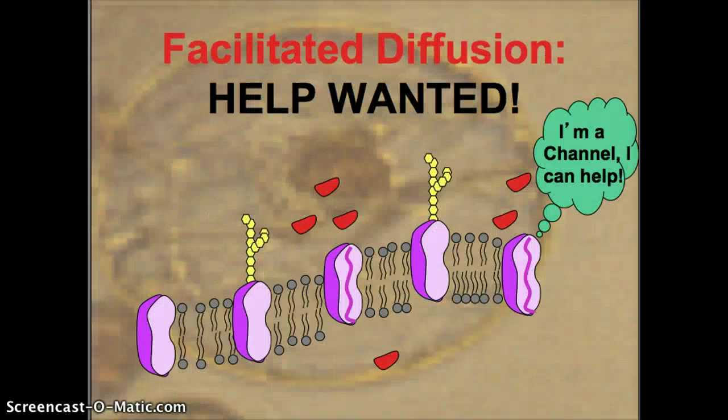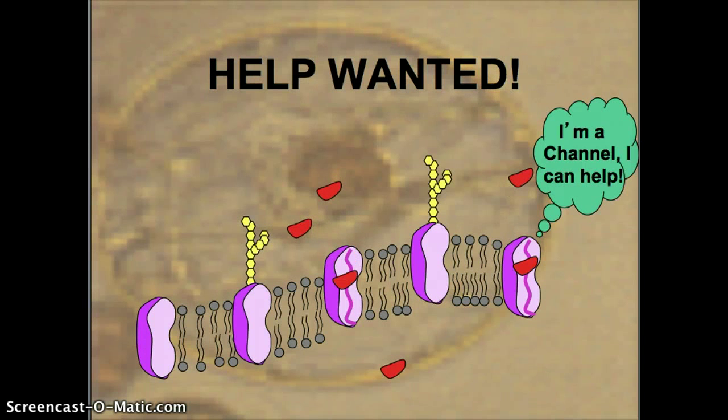Now what happens if you cannot get into the cell? Maybe you're a particle that's too big, like these red particles. That's why we use those slip and slides, those channel proteins. Keep an eye on the red particles and see what happens. Makes sense. They're using those channel proteins, those slip and slides, as a way to get into the cell.